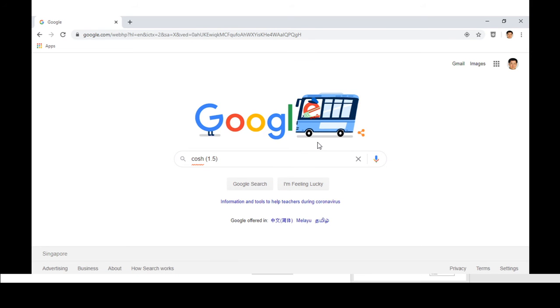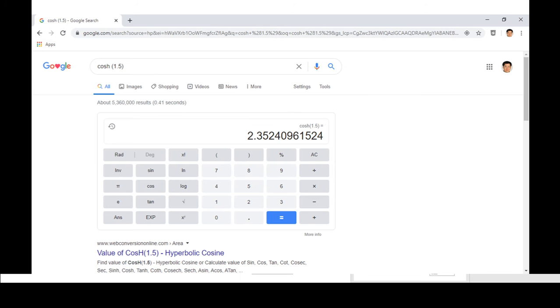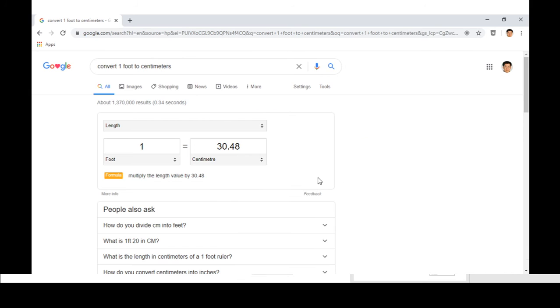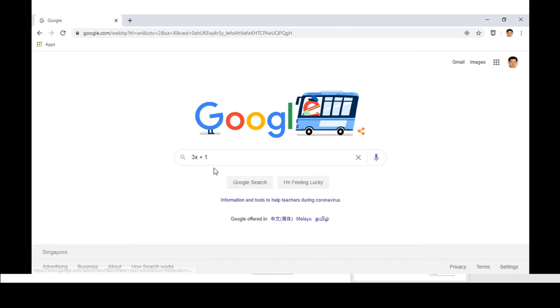You can perform hyperbolic calculations also. So this is the hyperbolic cosine of 1.5, and that gives you 2.35. Okay, and you can perform unit conversions too. This converts 1 foot to centimeters. So just key this in, press enter, and you should get the conversion. So 1 foot equals 30.48 centimeters.